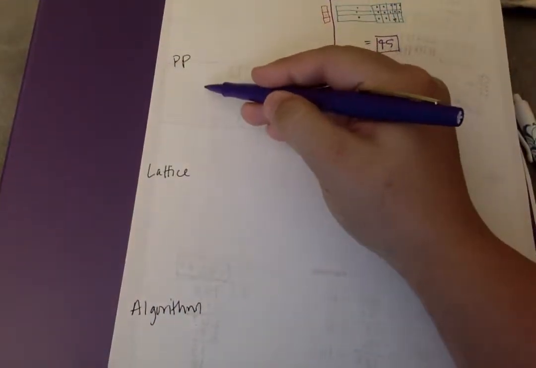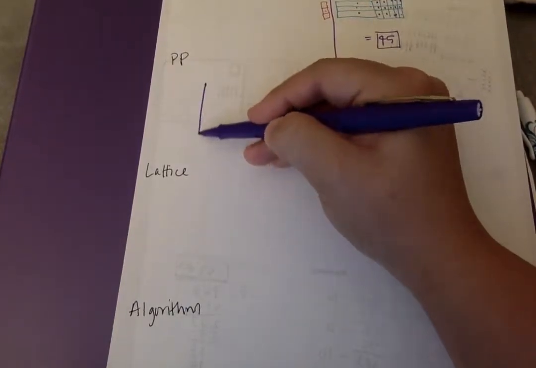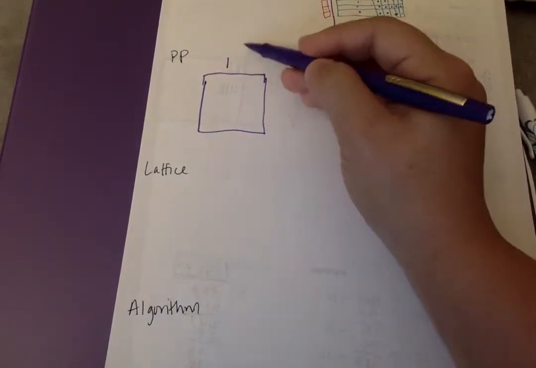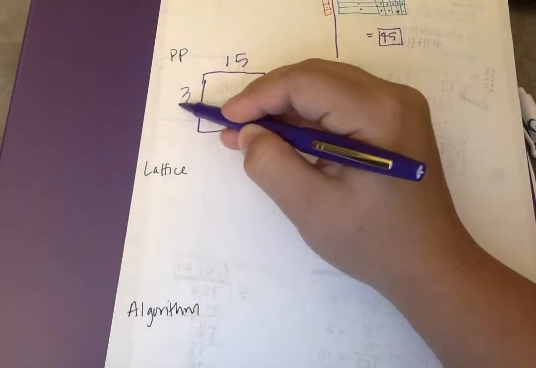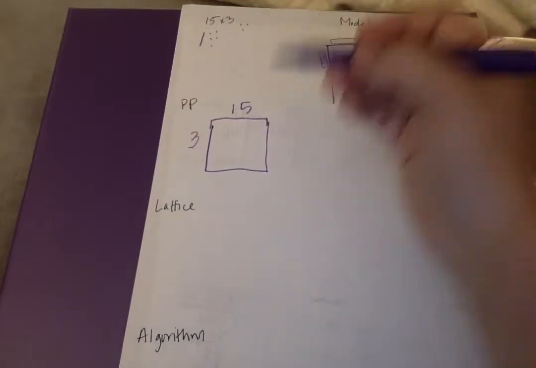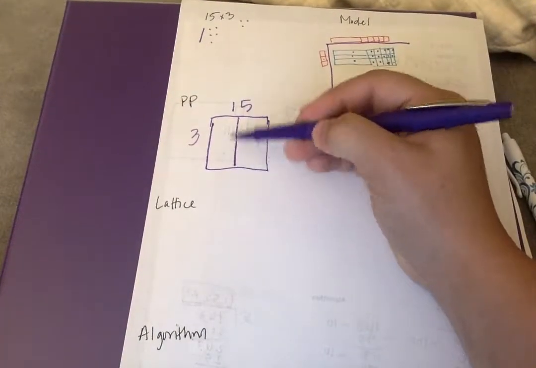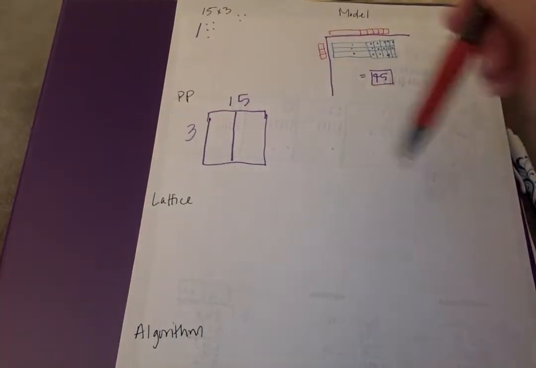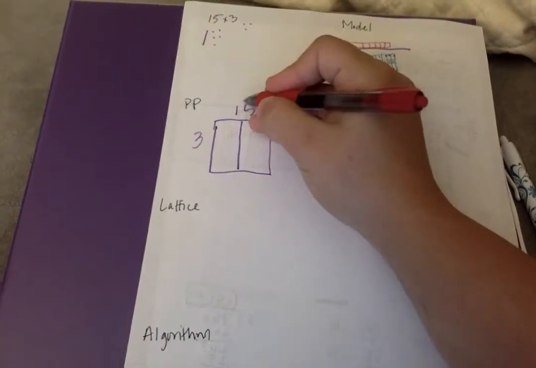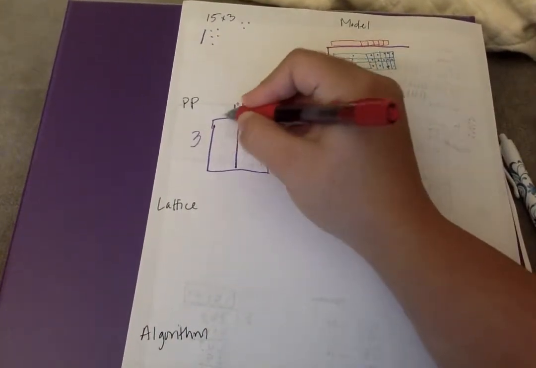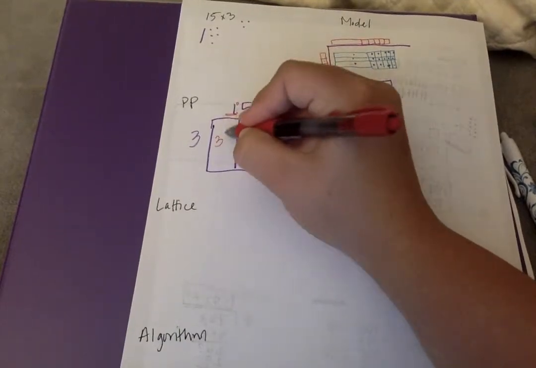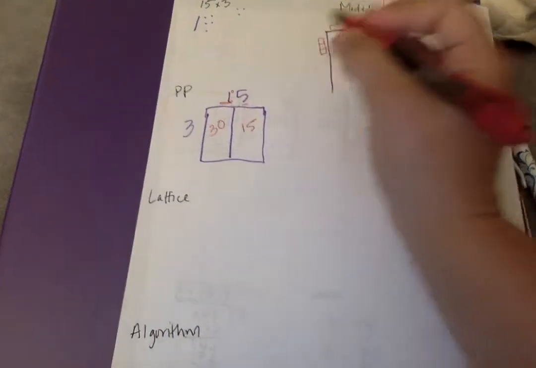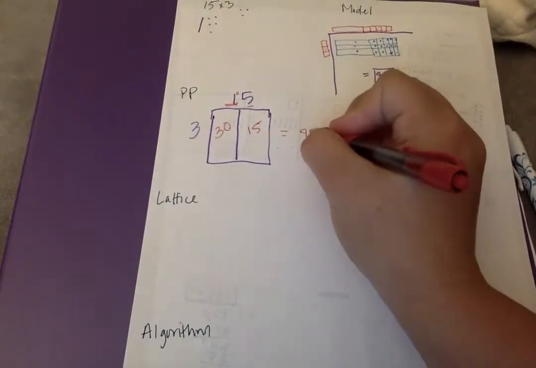Partial product, what we're going to do is we're going to draw a box, and 15 is going to go up top, 3 is over here. Then we're going to do 3 times 1, but 3 times 1 would only give us 3, so we're going to have to make this a 10 because look, this is in the tens place, so that would be 30. 3 times 5 is 15, and 5 is okay because that's in the ones. So if you add that up, that is 45.